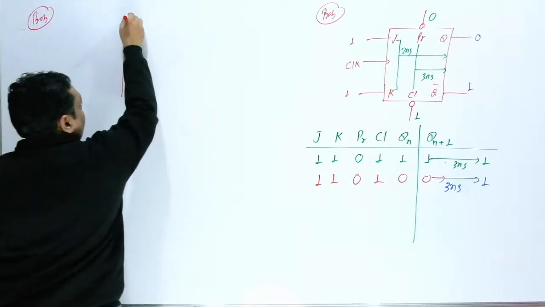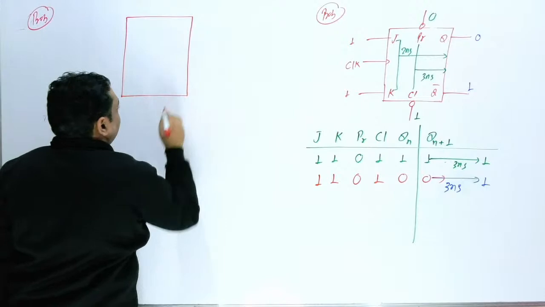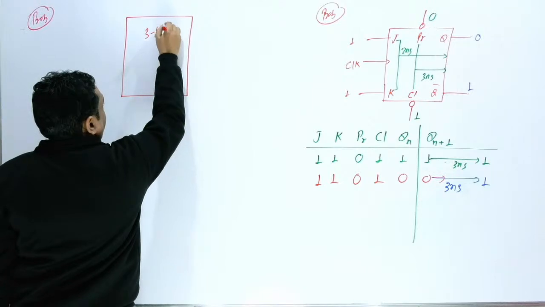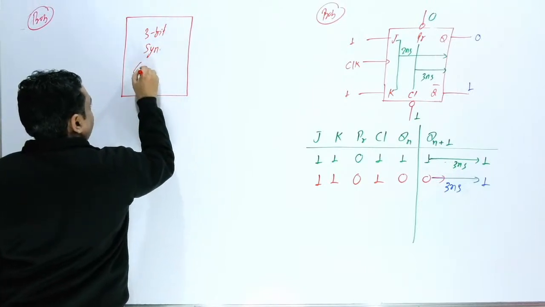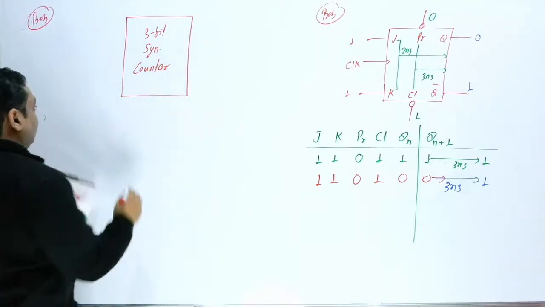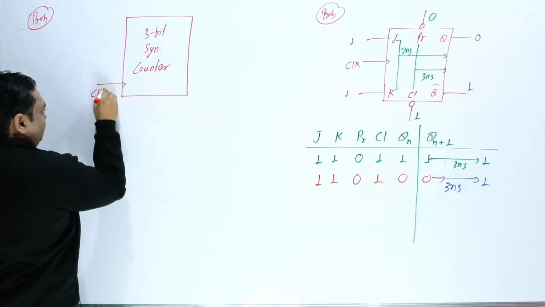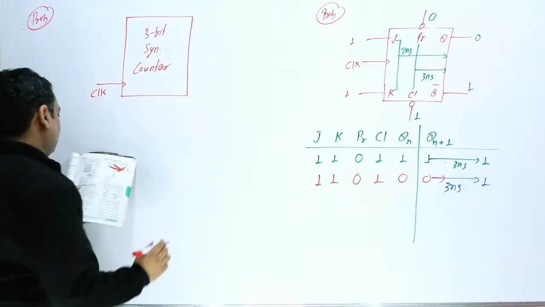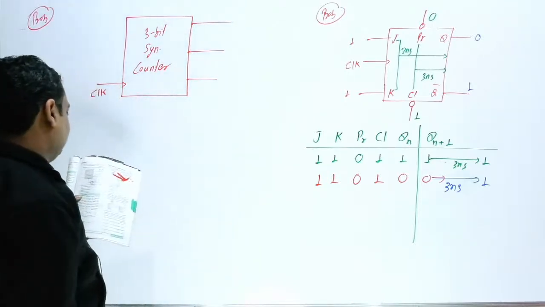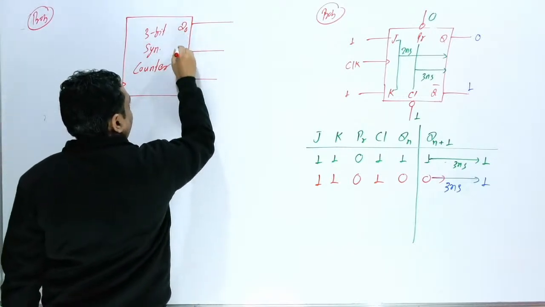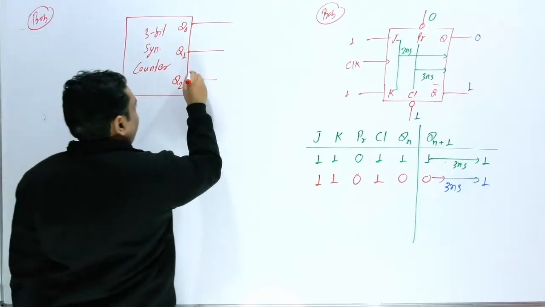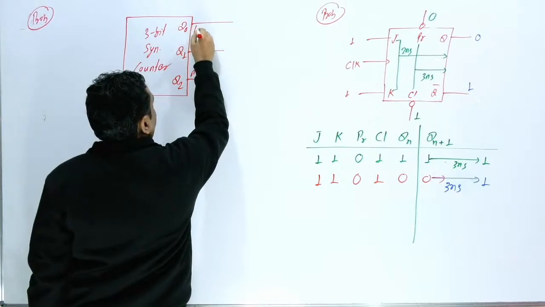So you can see here, one circuit is given. This is not a flip flop, this is a complete counter, and this is a 3-bit synchronous counter. Here this is clock. Now this is 3-bit, it means 3 outputs are given here. This one is Q0, this one is Q1, and this one is Q2. Q2 is MSB and Q0 is LSB.